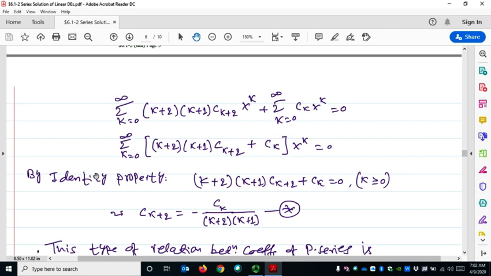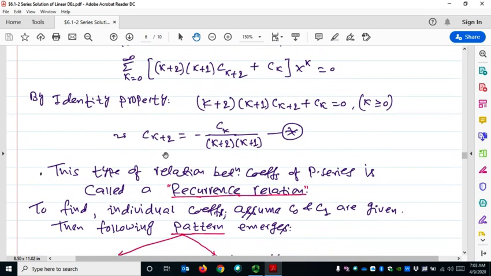Then using the identity property we stated in the revision part, we can equate this coefficient to 0 for all k greater than or equal to 0. Then we got the recurrence relation c_{k+2} = -c_k / ((k+2)(k+1)). This type of relation between coefficients of a power series is called a recurrence relation.